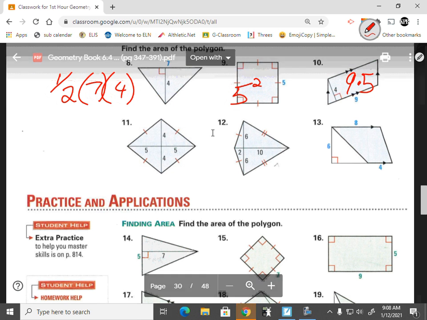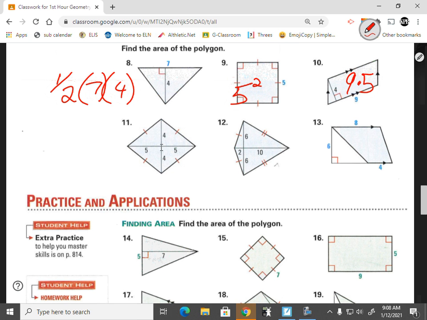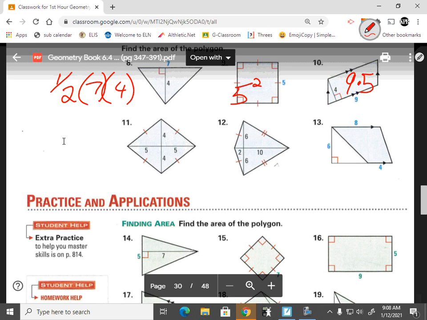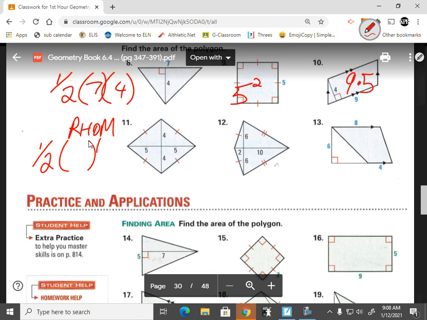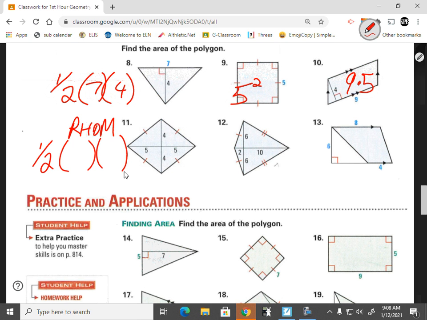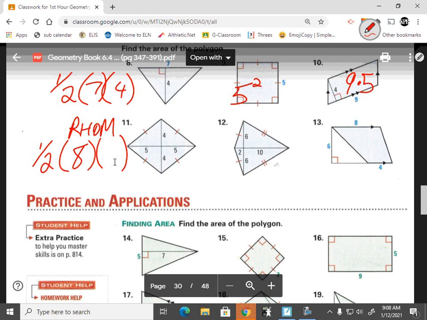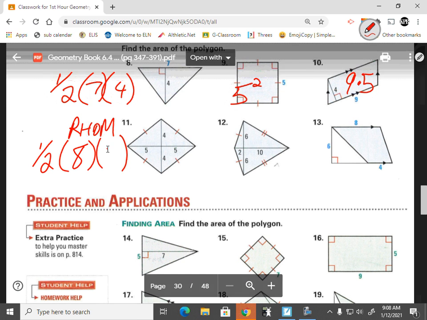What type of shape is that when it's a slanted square? Rhombus. This dude's a rhombus. And so it's 1/2 D1 times D2. What's D1? D1 is 8. What's D2? 10. Well, that was easy.